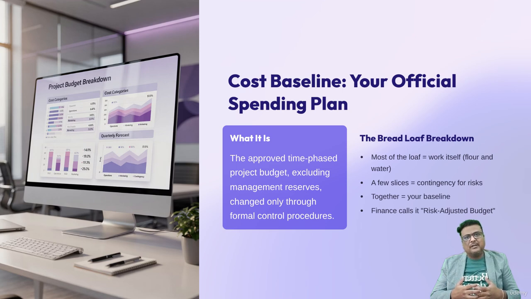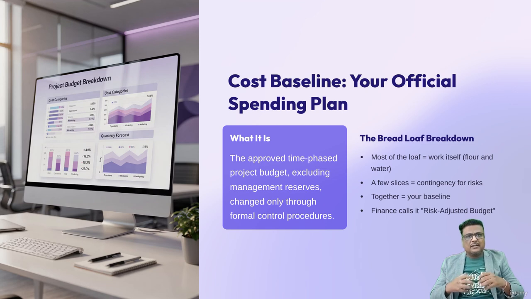Imagine your total project is a big loaf of bread. Most of that loaf is for the work itself, the flour and water. But a few slices are saved specifically for your contingency risks. Together, they make up the baseline. You've probably seen this at the office when your finance department asks for a risk-adjusted budget. They want to see the work cost plus the safety net.